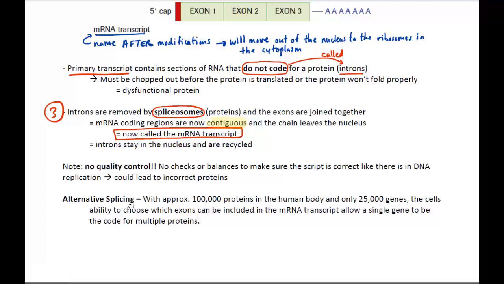Now, there is this idea of alternative splicing I want to mention quickly. There are approximately 100,000 proteins in the human body, but only 25,000 genes-ish that we found. The cells then must have the ability to choose which exons can be included in the mRNA transcript to allow that single gene to actually code for multiple proteins.